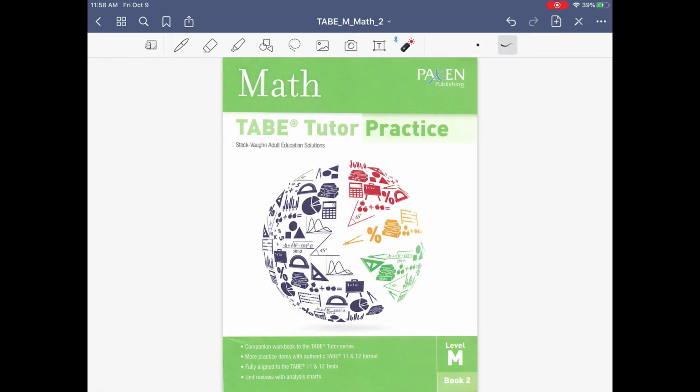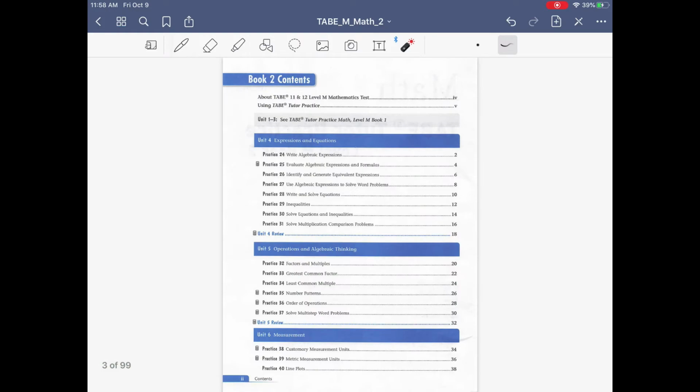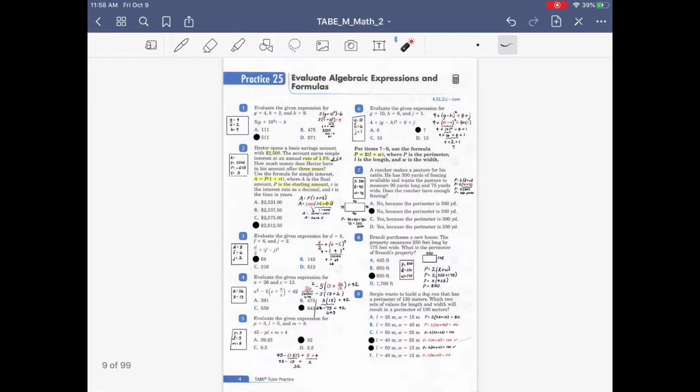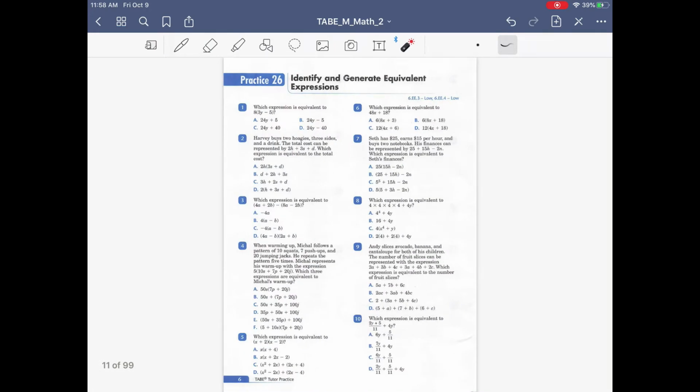In this video, we are looking at practice number 26. That is in your Book 2 workbook of the TABE Tutor Practice. And the lesson starts on page 6. So if we turn over to page 6, this is about identifying and generating equivalent expressions.